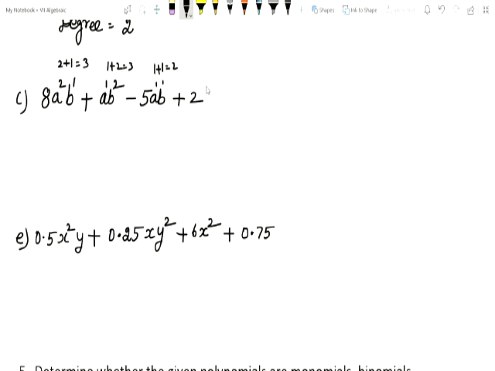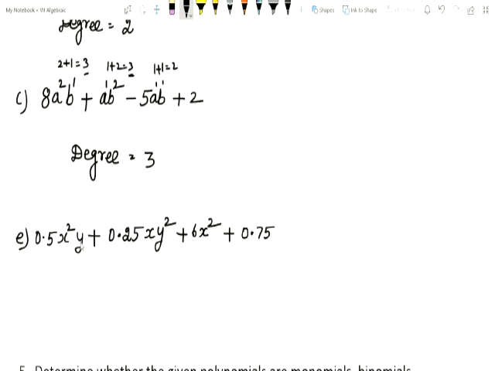Okay. Now compare the number 0, 2, 3, 3. In this, which is the highest power children? 3 is the highest power. So the degree of the polynomial is 3. So the degree equal to 3. You understand children? Let's see the another question.